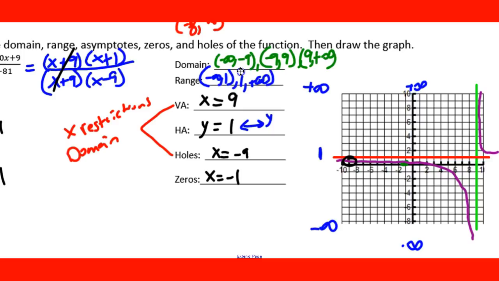All right. Now you can see it because look, as you go right here, the graph doesn't exist there.